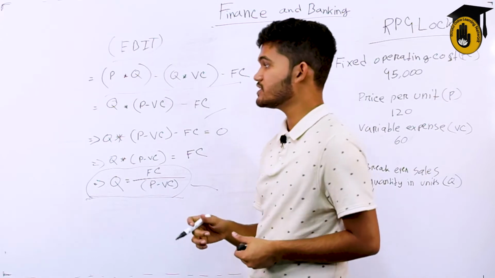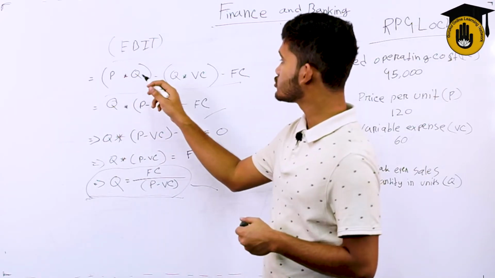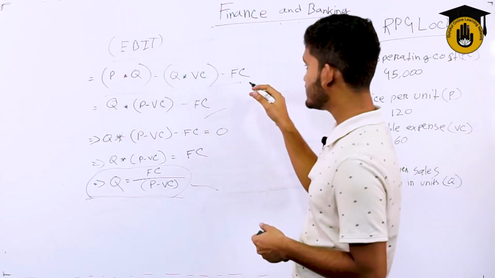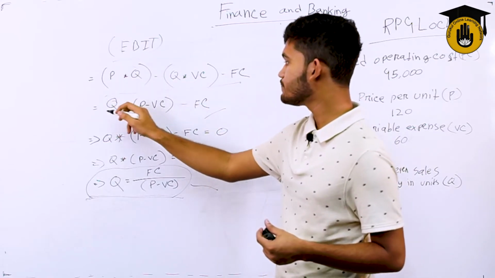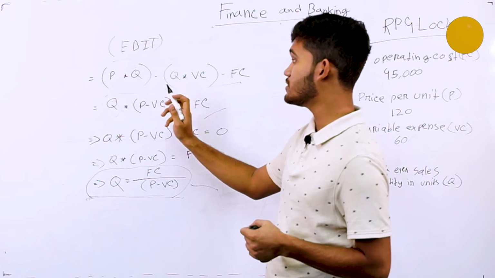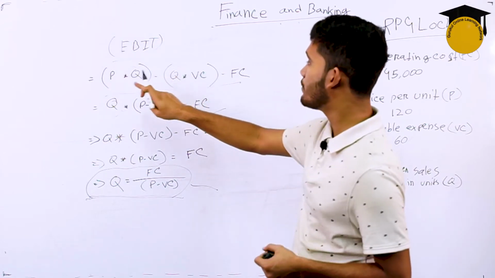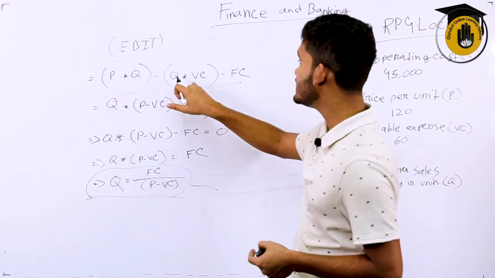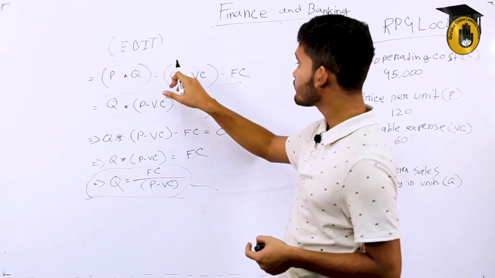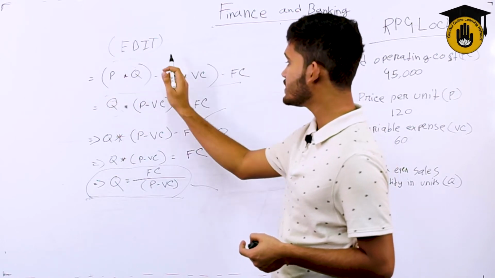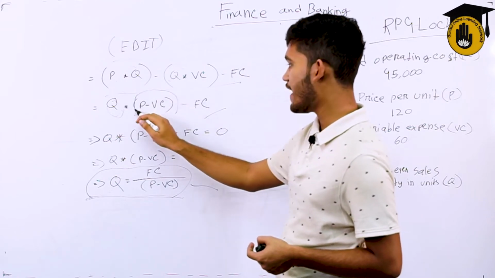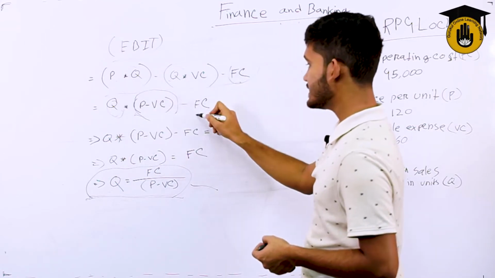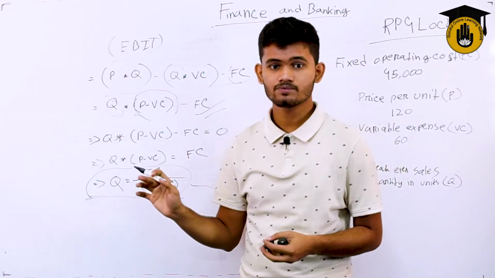So let's break down this equation: P into Q minus Q into VC minus FC. We take the Q in common, so it becomes Q into P minus VC. How did it come? If we take the Q in common, the minus sign applies to the VC term, so it becomes P minus VC. FC remains the same.